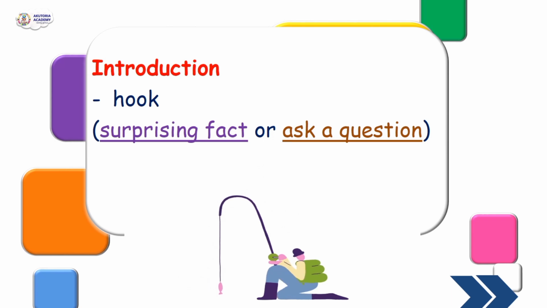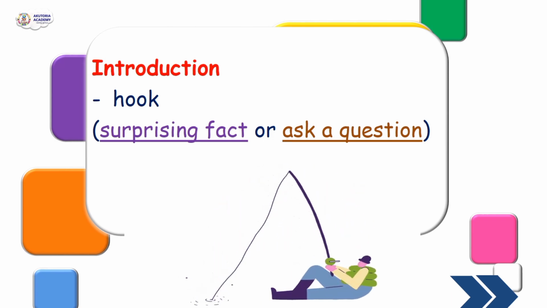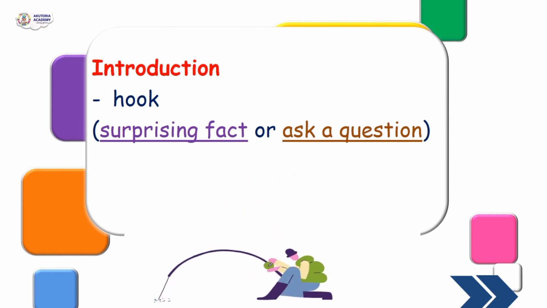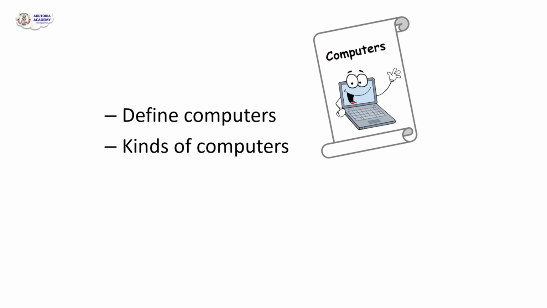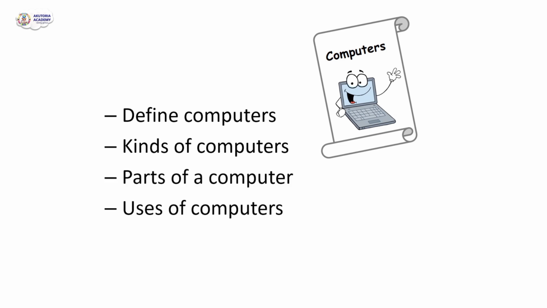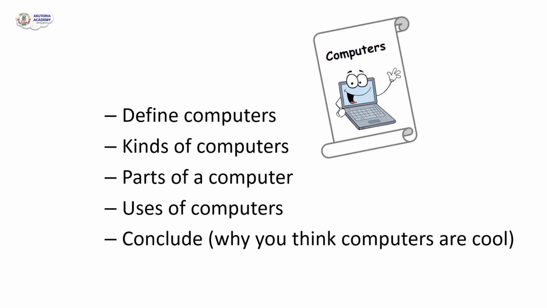And how do you do this? By using surprising facts or by asking a question. So let's assume we want to work on the topic computers. In this writing, we will be defining computers to our readers. We will also tell them the different kinds of computers, the different parts of a computer, the uses of a computer. We could go further to tell them why we think computers are cool while concluding, okay?